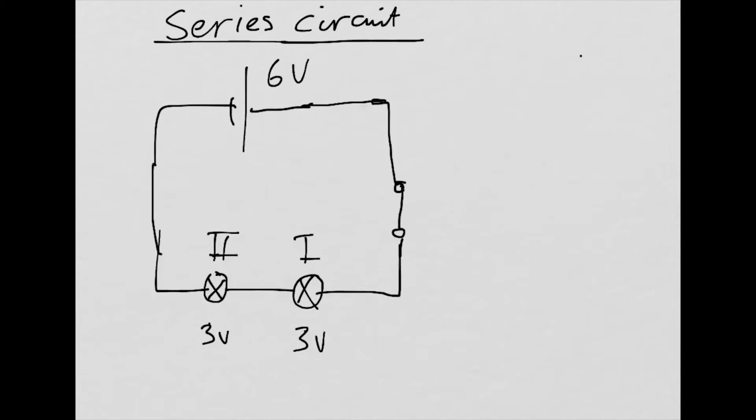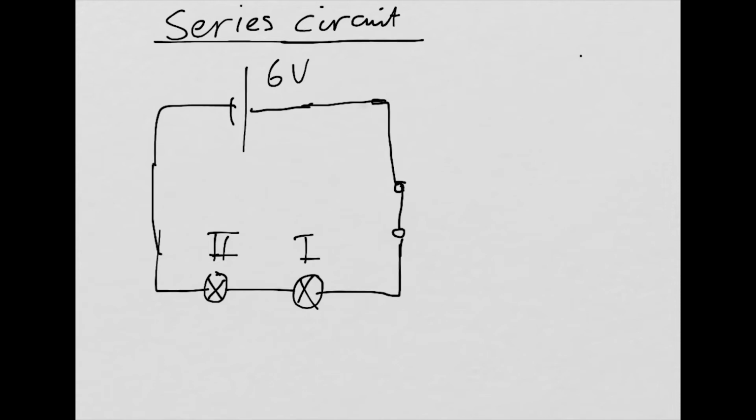If there were 3 bulbs in the circuit, how much potential difference would each bulb take? Well, if there's 3 bulbs, it's got to share it 3 ways. So all 3 will get 2 volts of potential difference. 2 plus 2 plus 2 is 6. Right, now something else that we need to know is how we measure potential difference and how we measure the current in a series circuit.